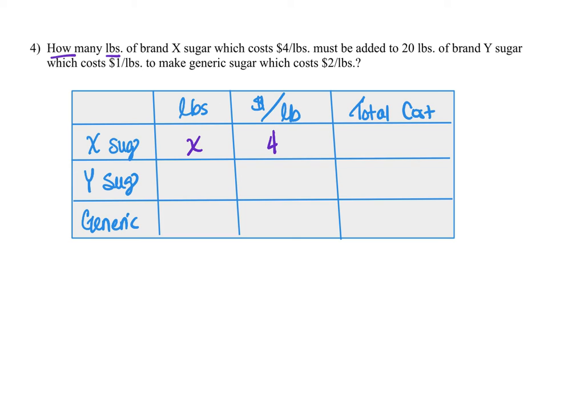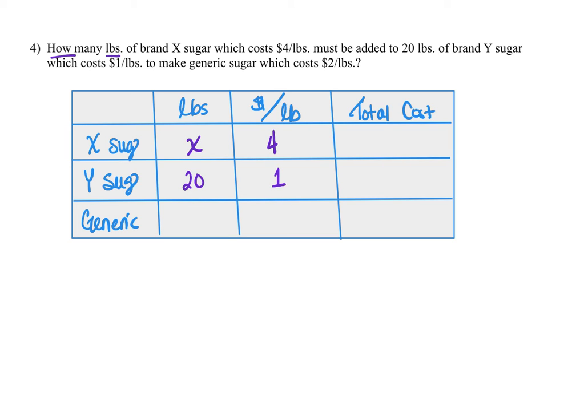Yes. Must be added to 20 pounds of brand Y sugar, right? So we have 20. Everybody agree? Do we know how much brand Y costs? Yes, it's $1. All right. Now, if I know how much of the first I have and how much of the second I have, and I'm mixing them together, then how many pounds of the final guy should I have?